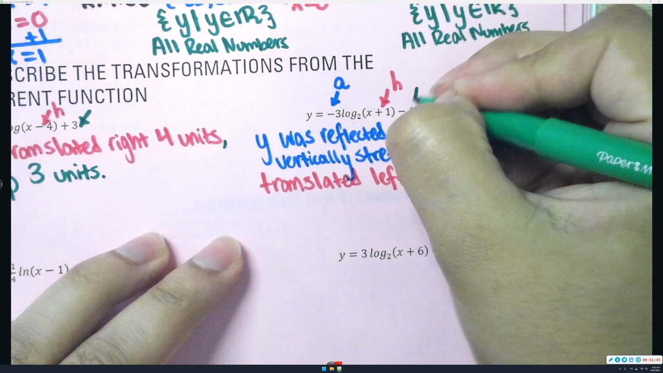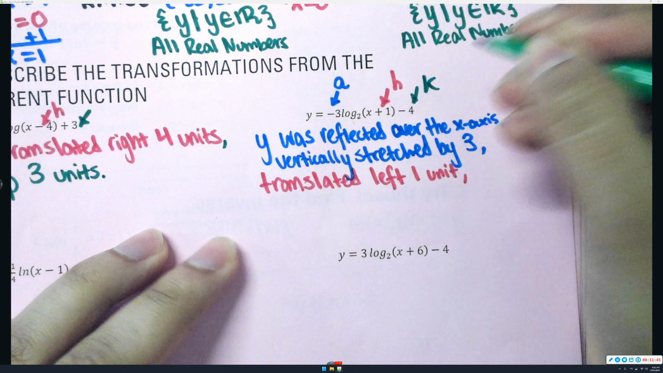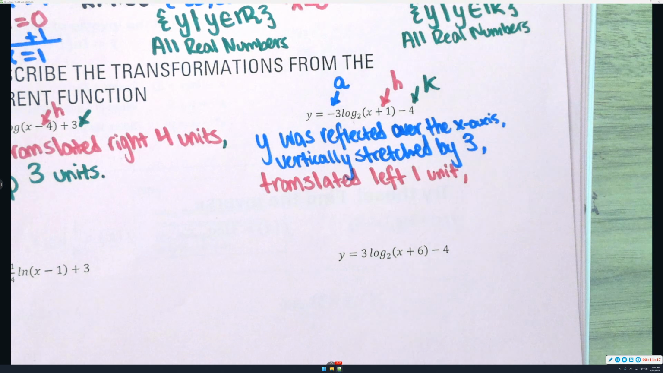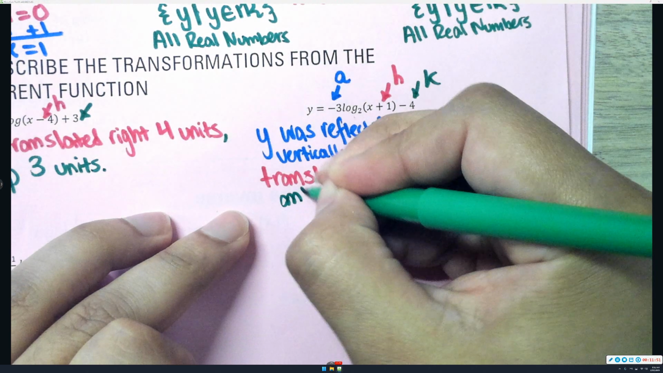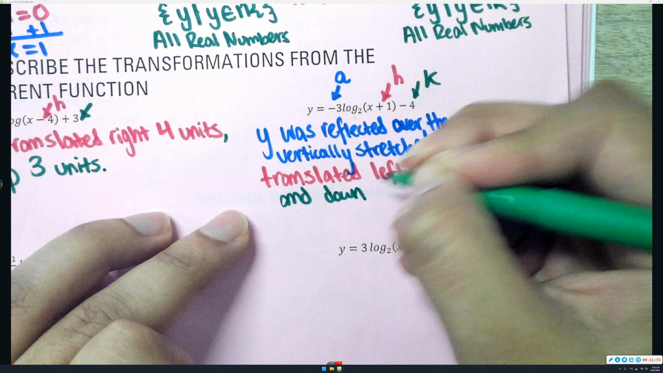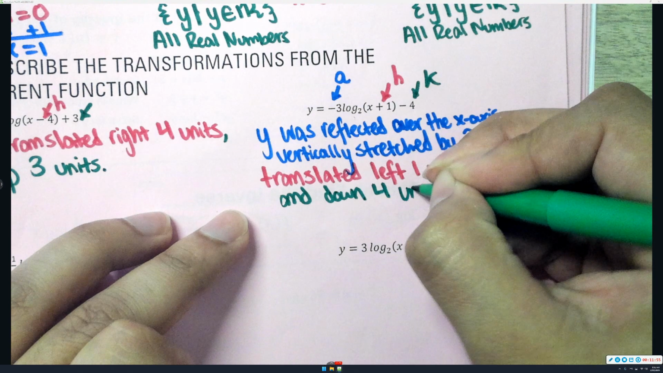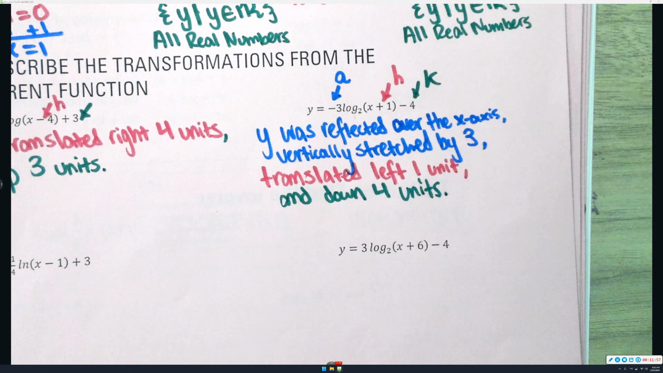The k value is what? Negative 4. So that's going to be what? Vertically down by 4 units, correct? So let's write that down. And down 4 units.